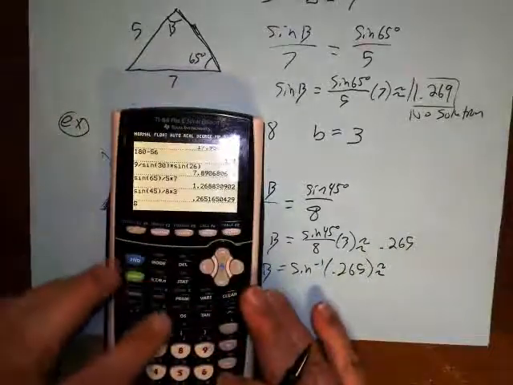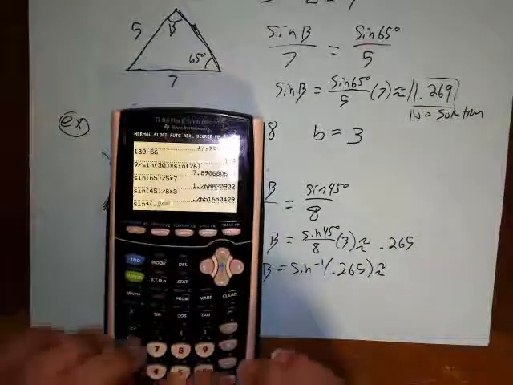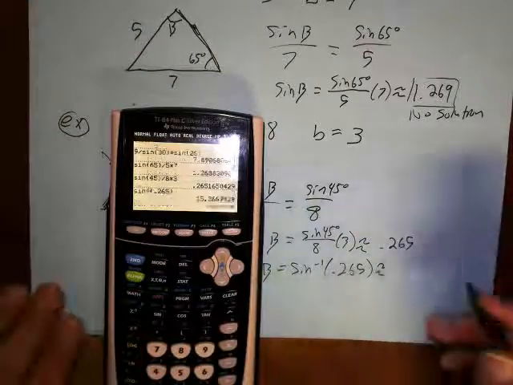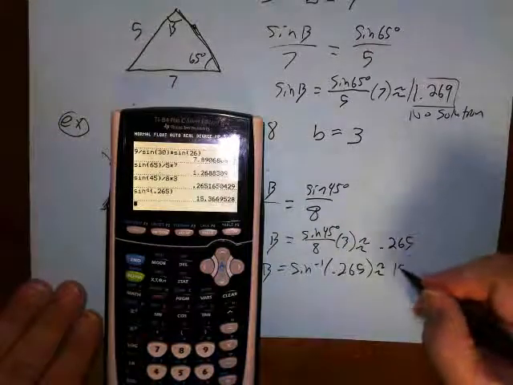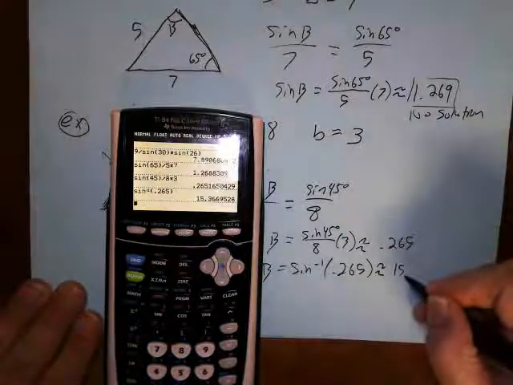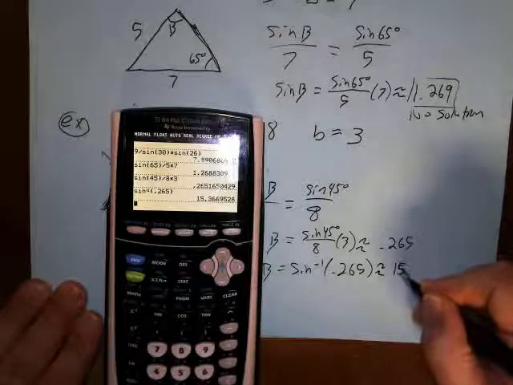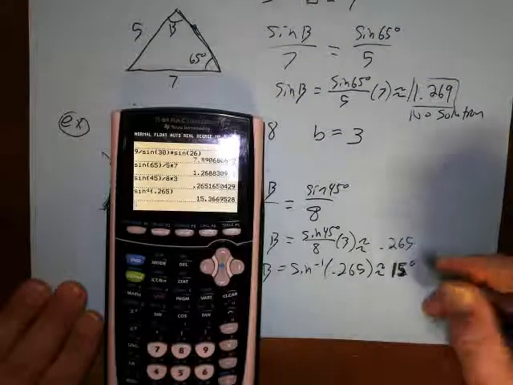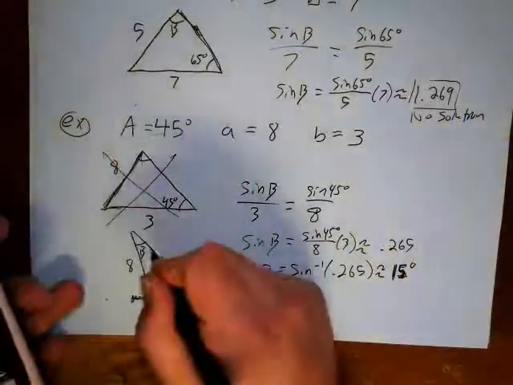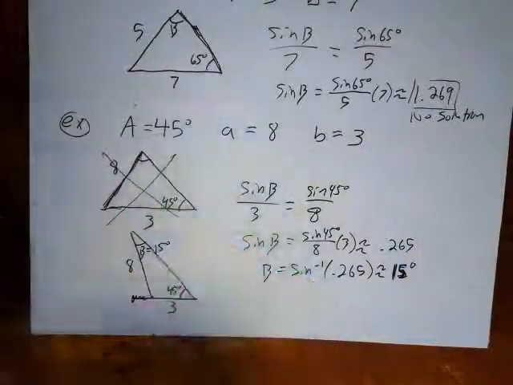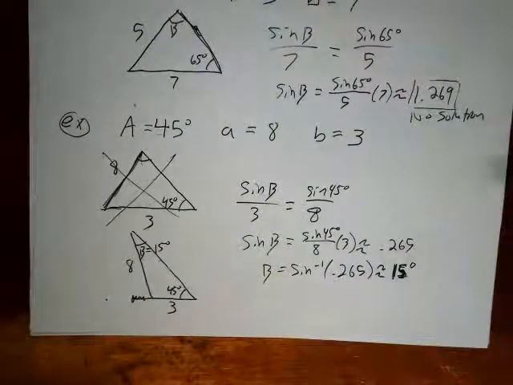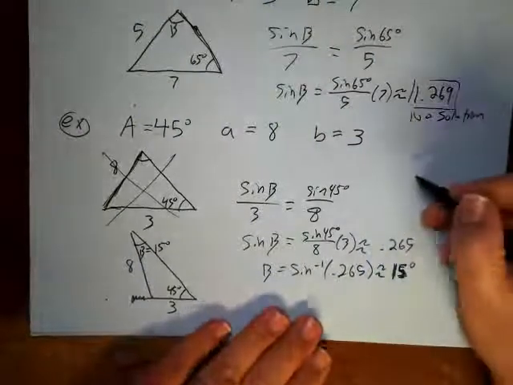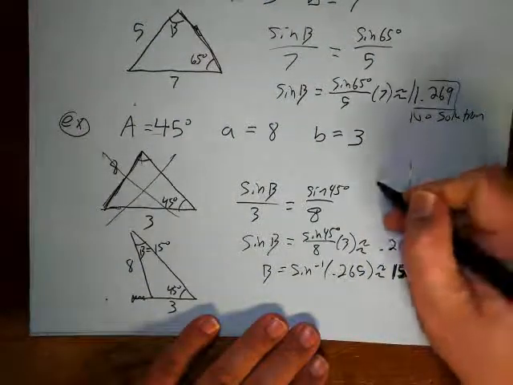And so let's see what I get there. And I get like 15, we'll just say 15 degrees. I'm going to keep it whole numbers. So I get 15 degrees. So what that's saying is that this B here is 15 degrees, right? Now remember, there's two possible solutions. So let's see what happens here.